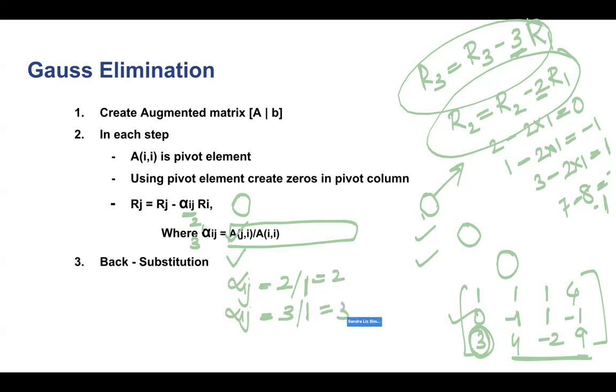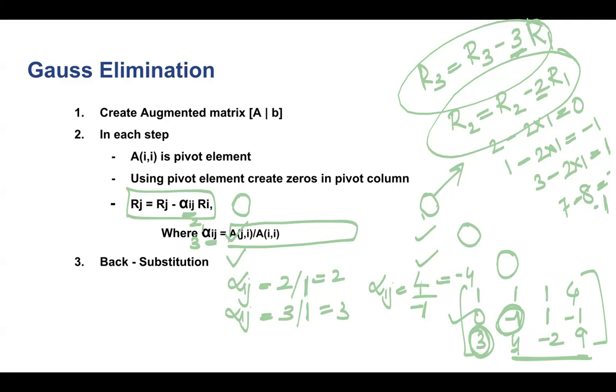In the next case, for example, in this case, this is the pivot element. And for the next operation, what will be my value? That is, the next alpha_ij will be 4 divided by the pivot element. 4 divided by minus 1 is what? Minus 4. Likewise, you will be getting alpha_ij's. And if you do this, using these alpha_ij's, you have to do the row operation. You will be getting zeros.